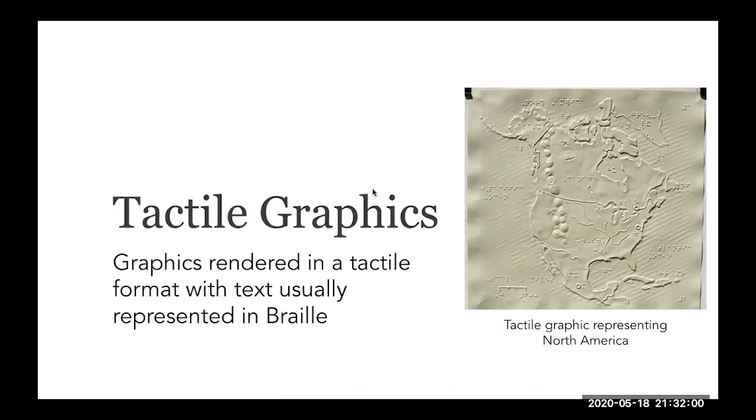Graphics like maps, diagrams, charts, these are highly useful in classrooms and professional contexts. These graphics combine visual elements and text to convey ideas that are difficult to explain with text alone. For blind and visually impaired people, such graphics are rendered in tactile format, and these are referred to as tactile graphics. The text on them is generally represented in braille. As an example, here I have a tactile graphic that represents the map of North America, and you can also see some of the braille labels that are on the tactile graphic.